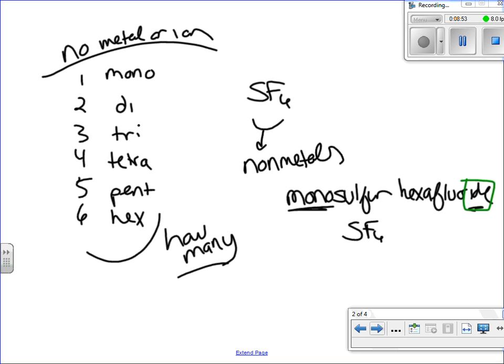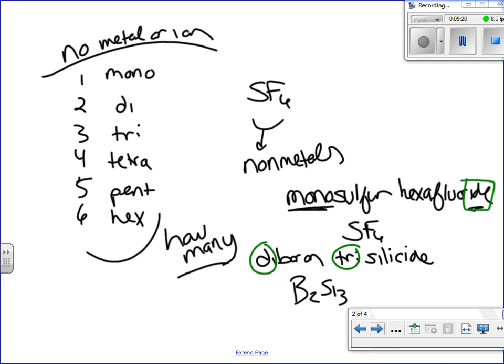Okay? Very easy to go the other way. If I give you monosulfur hexafluoride, or if I tell you diboron trisilicide, stop thinking about oxidation states. As soon as you see a prefix like this, that indicates how many. It's not a Roman numeral, it's a prefix. So this would be B2Si3. Okay? Your subscripts come directly from the prefix.